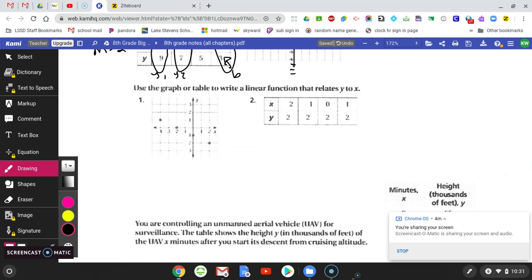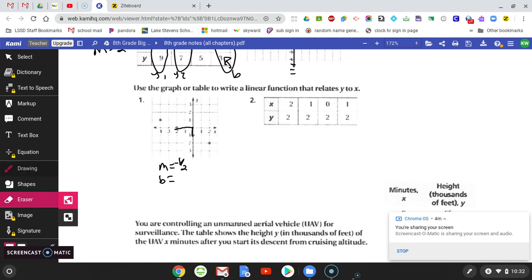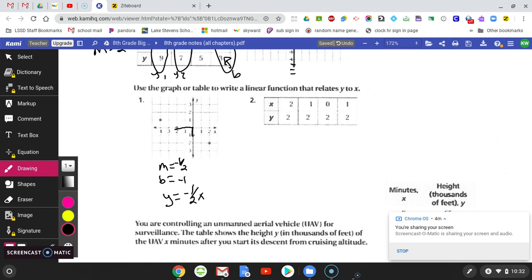All right, so I can find my slope and I can find my y-intercept. So my slope, I'm going up 1 and over 2, and it's slanted in the negative direction. So that's a -1/2. Get rid of that line. Okay, my y-intercept, you can see, is down here at -1. So my equation would be y is equal to -1/2 x minus 1.